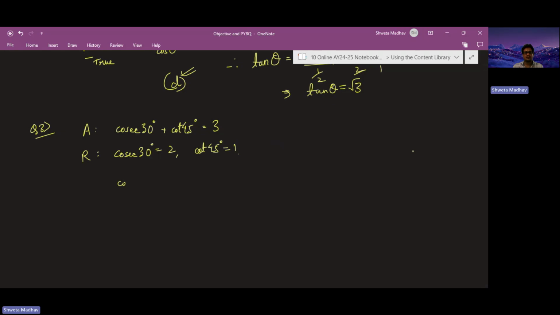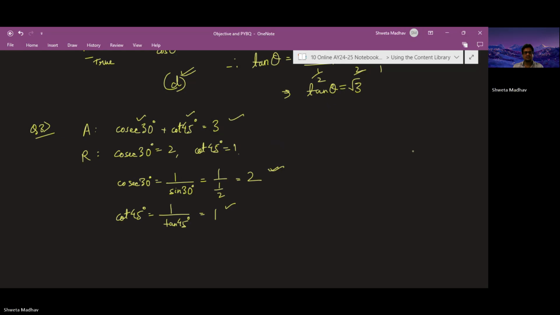Now cosec 30 degree is obviously 1 by sine 30 degree, and sine 30 degree, as you know, is equal to half. 1 by 1 by 2 is obviously 2. So cosec 30 is 2. And cot 45 degree equals 1 by tan 45 degree, and tan 45 degree we know is 1. So cot 45 is also 1. So cosec 30 degree plus cot 45 degree will be equal to 2 plus 1, which is 3. So the reason is true, the assertion is true, and the reason is the correct explanation of the assertion. So option A is the correct answer.